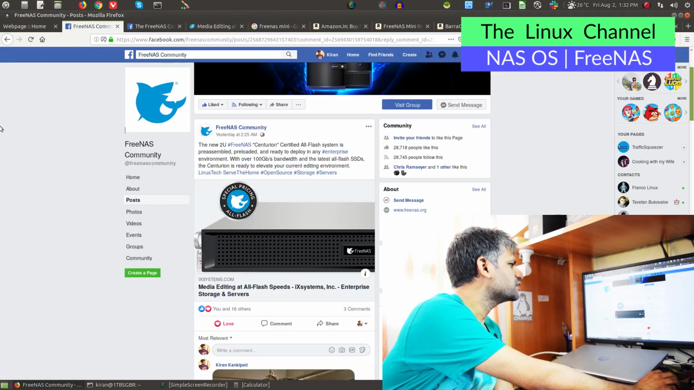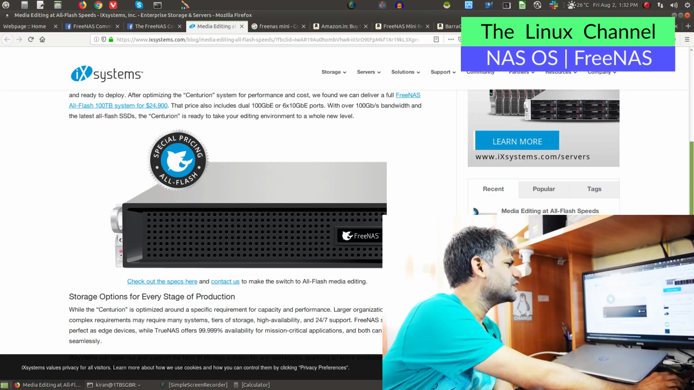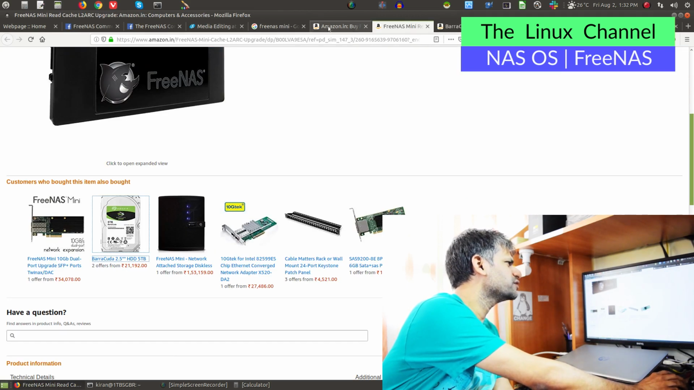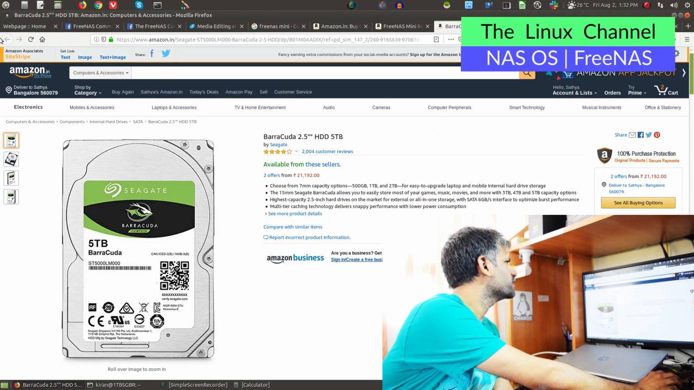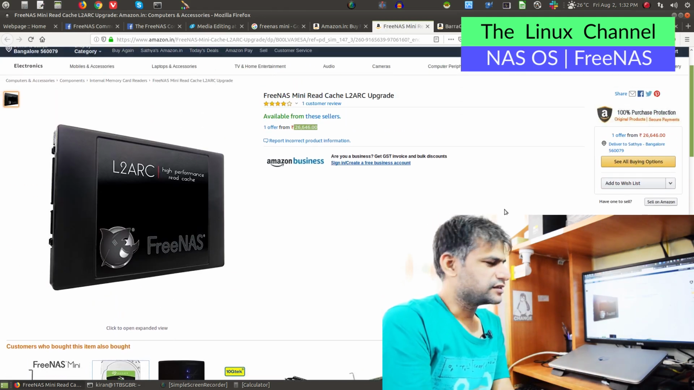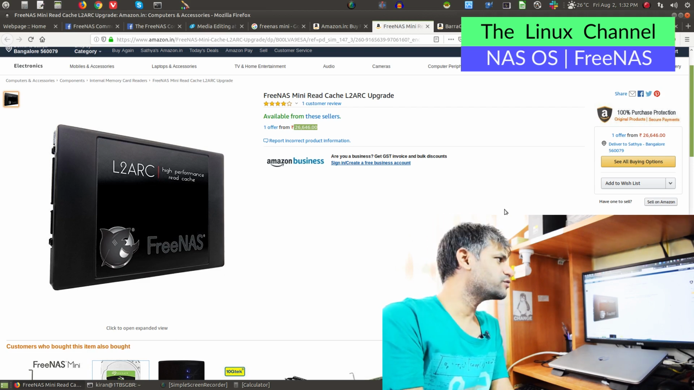Recently they announced AFS, an all-flash SSD-based FreeNAS server. It's a step in the right direction, because when we get a solution like this, we may not need the SSD cache anymore, like L2ARC or ZIL, because an all-flash array is anyway going to be fast, and if you put ZFS on top of it, it is going to provide good performance.